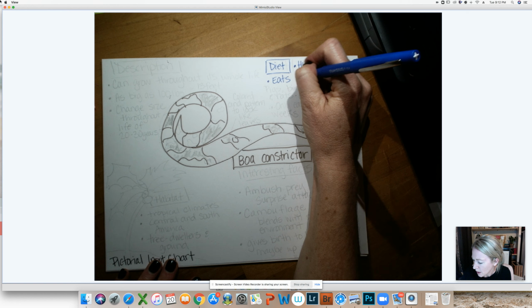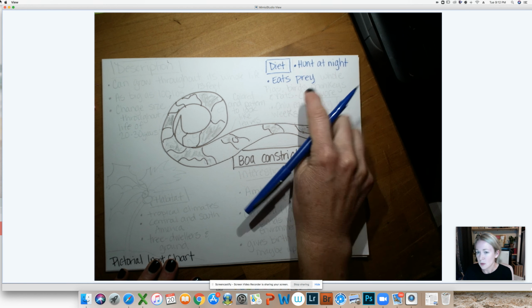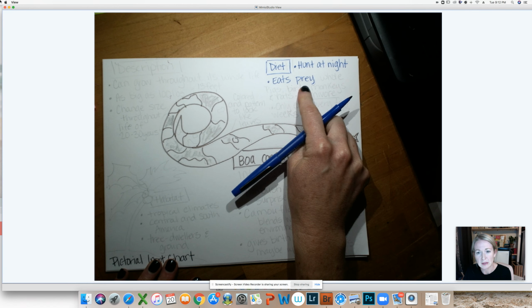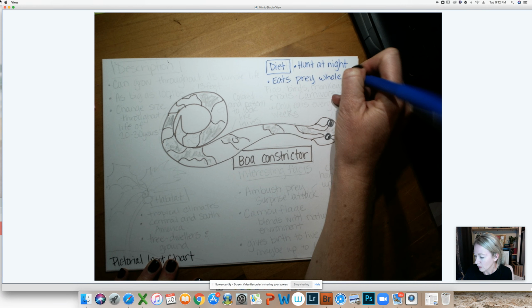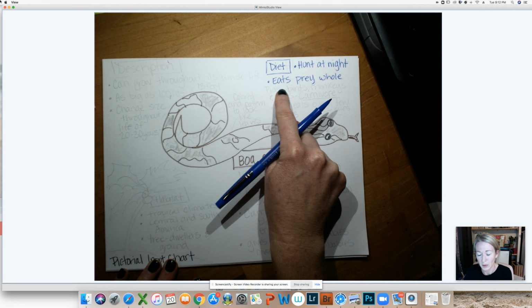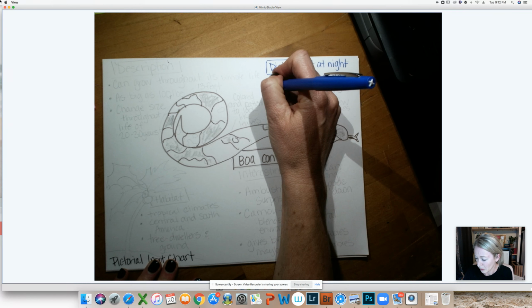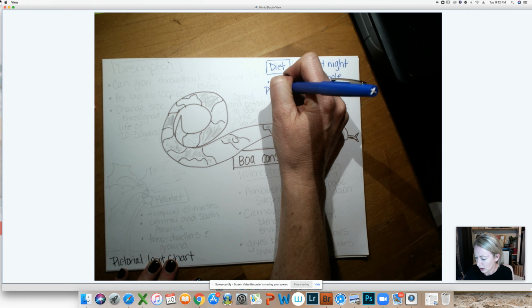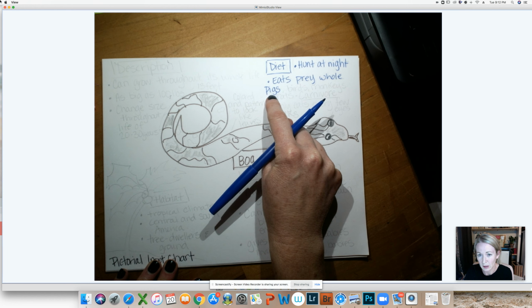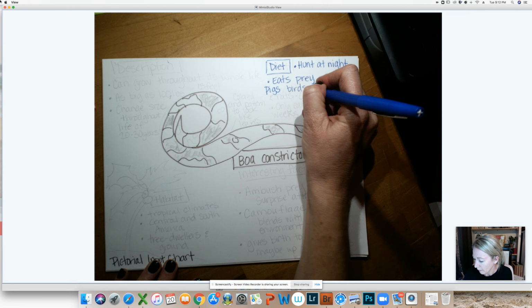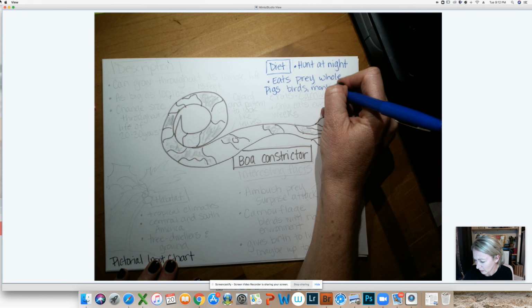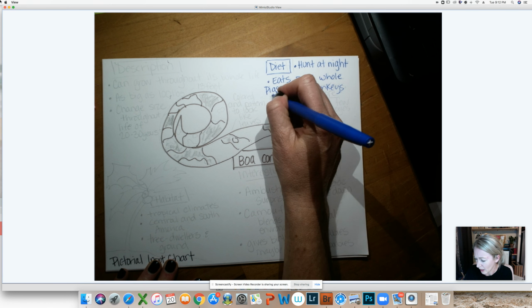So prey is what the boa eats. It's whatever it's going to eat. So we know that it eats its prey whole. But did you know that the boa constrictor can eat a pig? It can eat birds, monkeys, and rats.